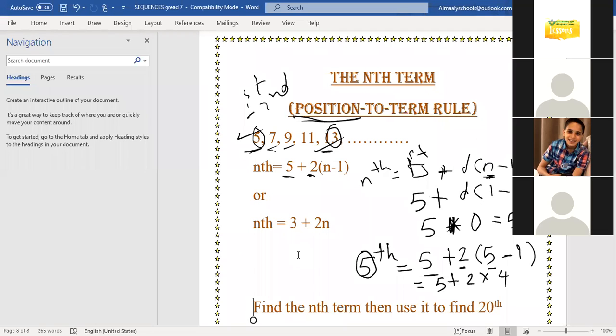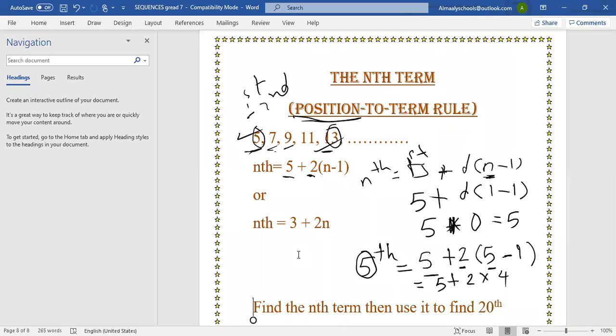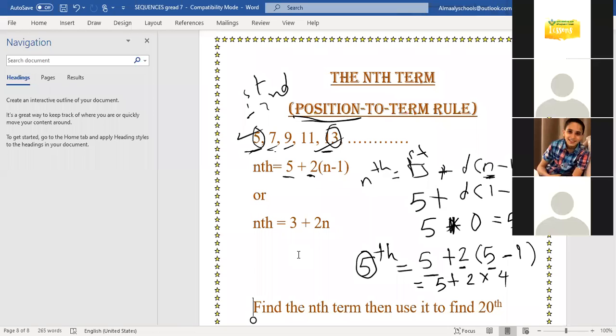Plus 2 multiply 9. From where 9? 10 minus 1. 2 multiply 9 equals 18. 18 plus 5, excellent. You said 23. Very good. We have different methods to find the term. I think it will be easier than the previous one.